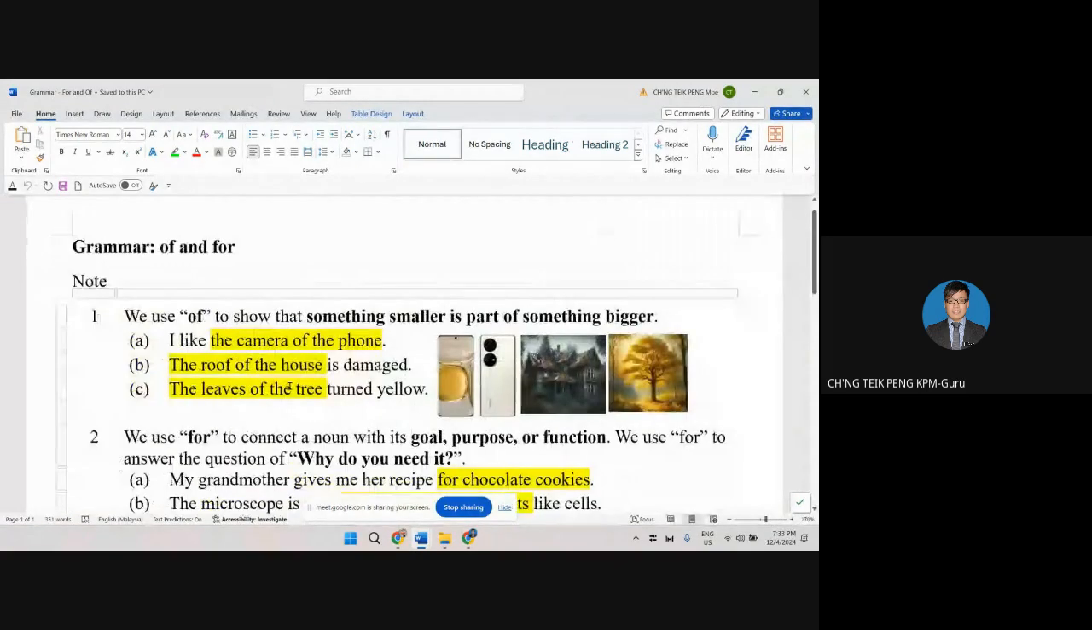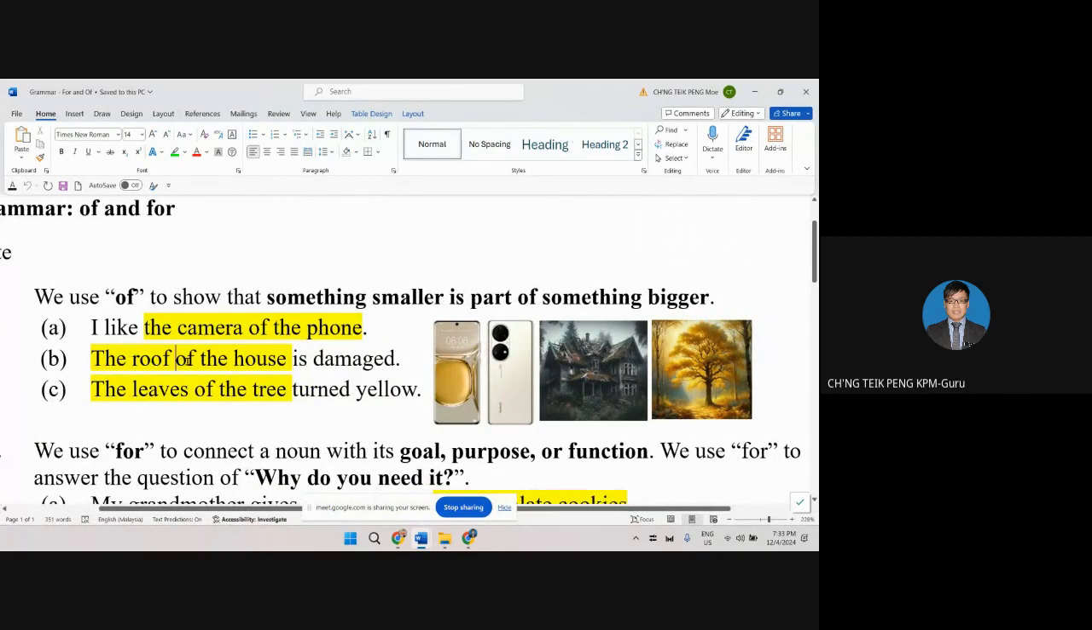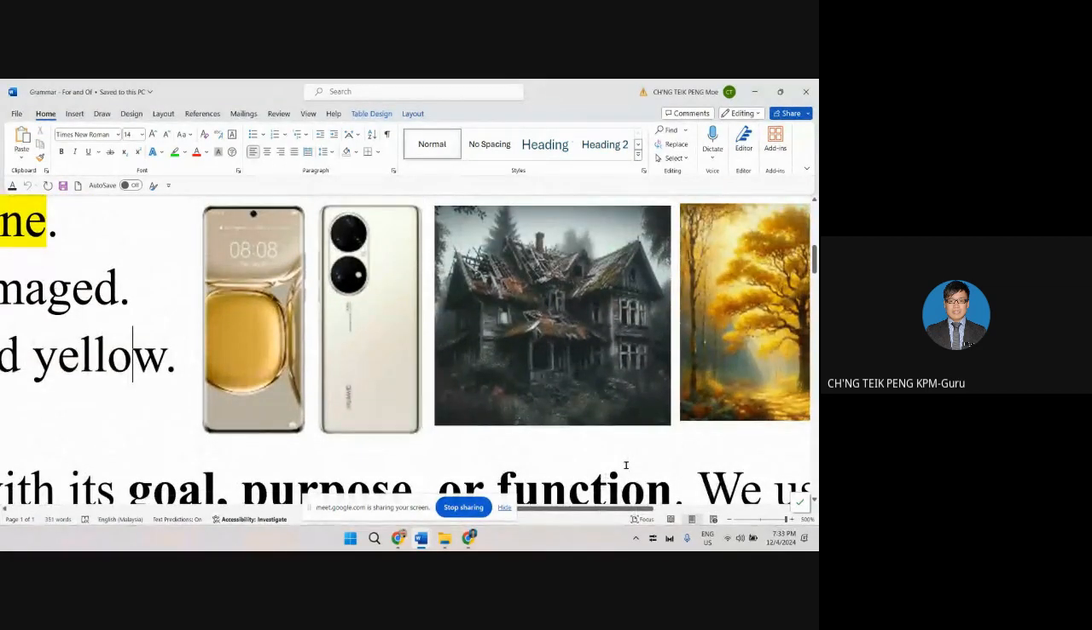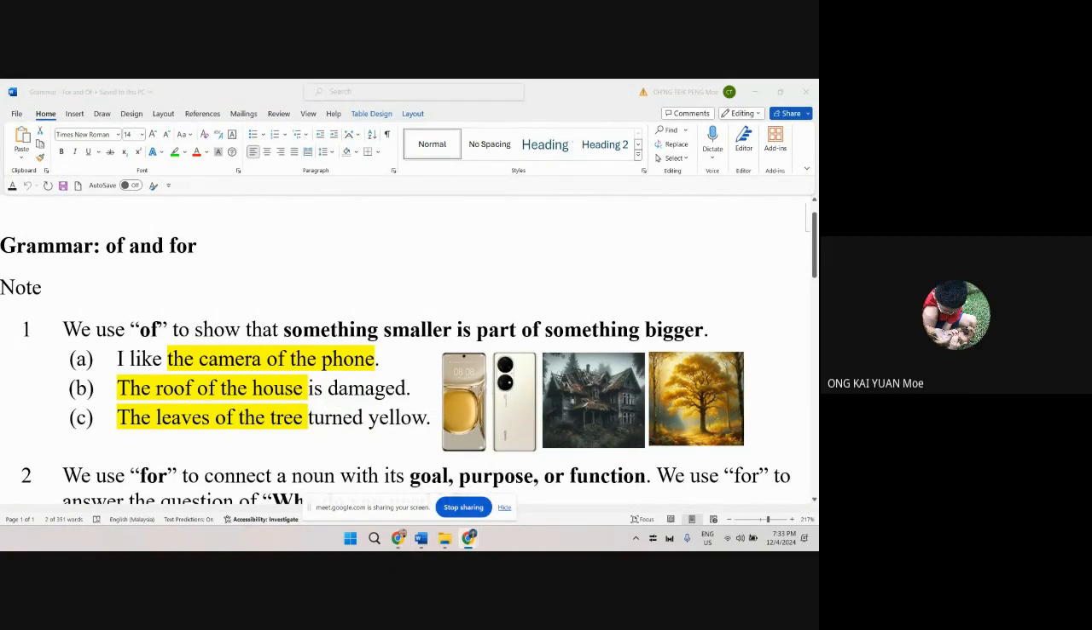Or the roof of the house is damaged. Why do we use of here? Because the roof is part of the house, so we use of. The roof of the house is damaged. It's damaged, like it's not in good shape anymore. Or the leaf of the tree turns yellow. The leaf is definitely part of the tree, right? So in that case, we can use of. The leaf of the tree turns yellow.